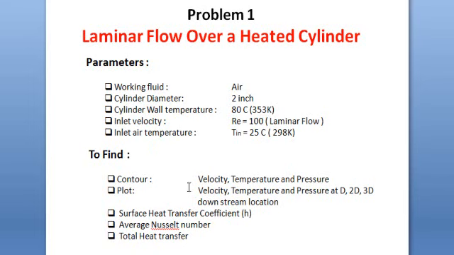And we have to find out the contour for velocity, temperature and pressure. That we have already done. We have to plot some velocity, temperature and pressure at D, 2D and 3D downstream location. We already have done that also. Now we have to find out the surface heat transfer coefficient, average Nusselt number and total heat transfer. We can find these three parameters.